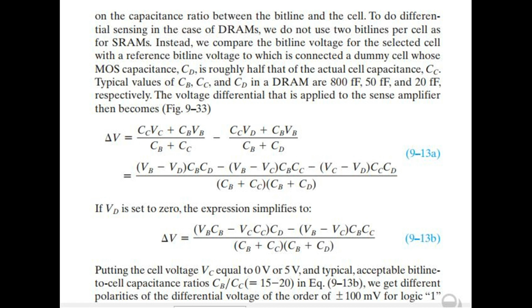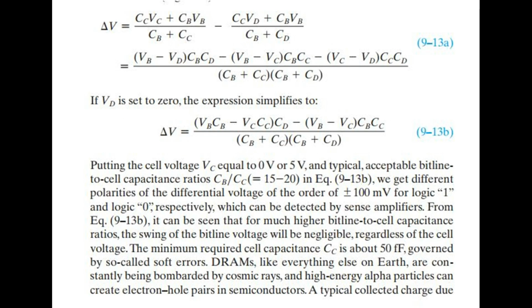Putting the cell voltage VC equal to 0V or 5V, and typical, acceptable bit line to cell capacitance ratios CB/CC, equal 15 to 20, in EQ 9.13b, we get different polarities of the differential voltage of the order of 100 mV for logic 1 and logic 0, respectively, which can be detected by sense amplifiers. From EQ 9.13b, it can be seen that for much higher bit line to cell capacitance ratios, the swing of the bit line voltage will be negligible, regardless of the cell voltage.